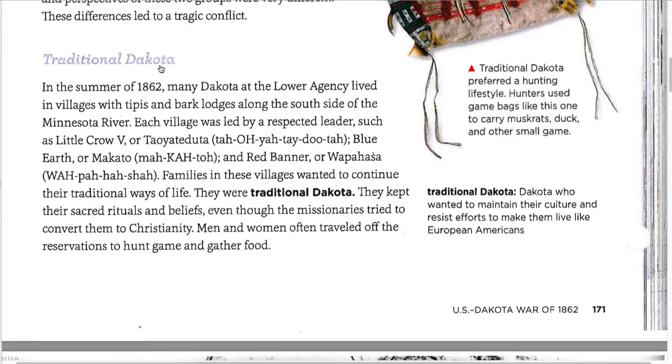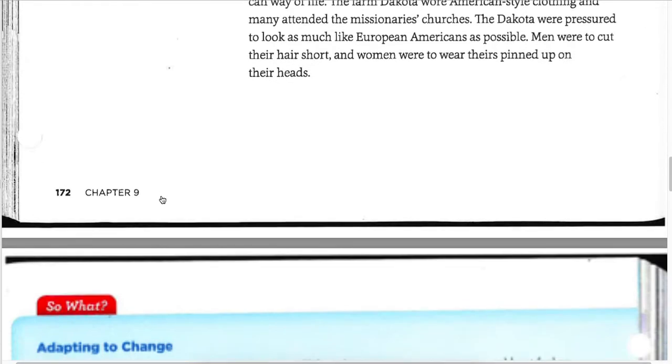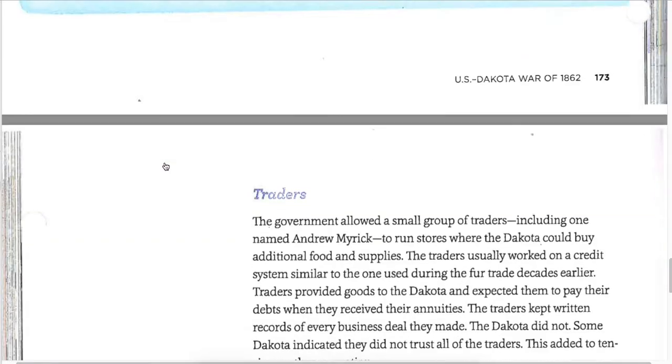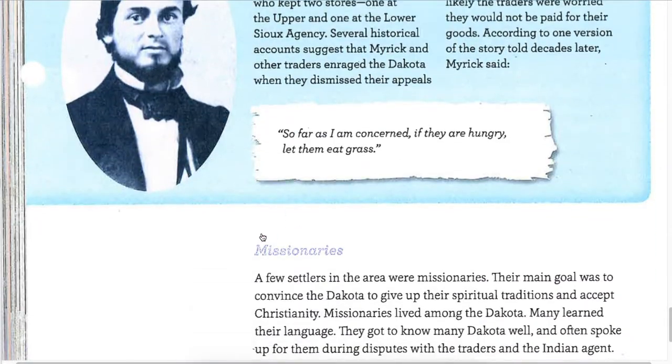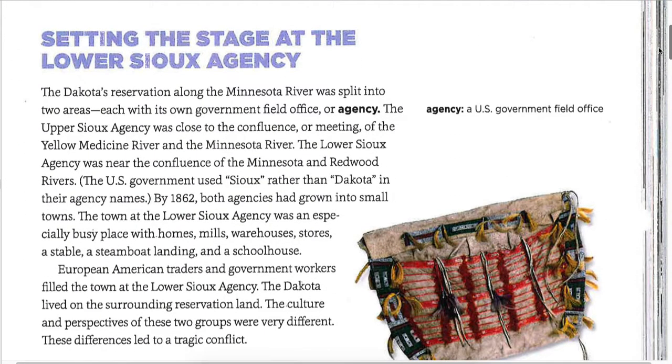Other titles I see, traditional Dakota, and then that term is defined. So something about traditional Dakota, farm Dakota, that term is defined. We're also going to talk about government workers, traders, and missionaries. These 5 groups were all stakeholders, meaning they had a stake in what was happening in Minnesota and their participation would either lead up to the U.S.-Dakota War or they would be impacted by the U.S.-Dakota War.